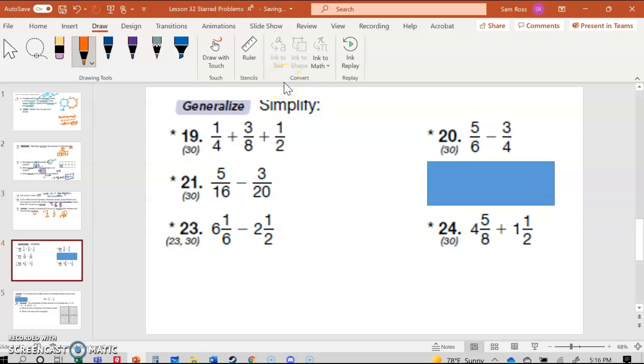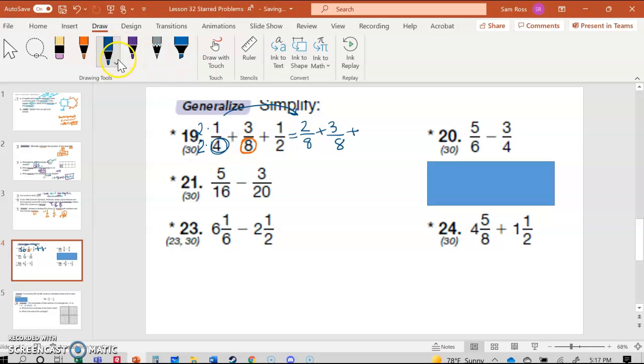I'm going to go ahead and work these, and I'm going to have to stop and erase. Anyway, 19 is an addition problem, which means I have to have a common denominator. I know that 4 goes into 8 and 2 goes into 8, so I'm going to keep the 8. To make this 4 into 8, I have to multiply by 2. What I do to the bottom, I have to do to the top. So 2 times 1 is 2, and 2 times 4 is 8. And then the plus 3/8, nothing changes.